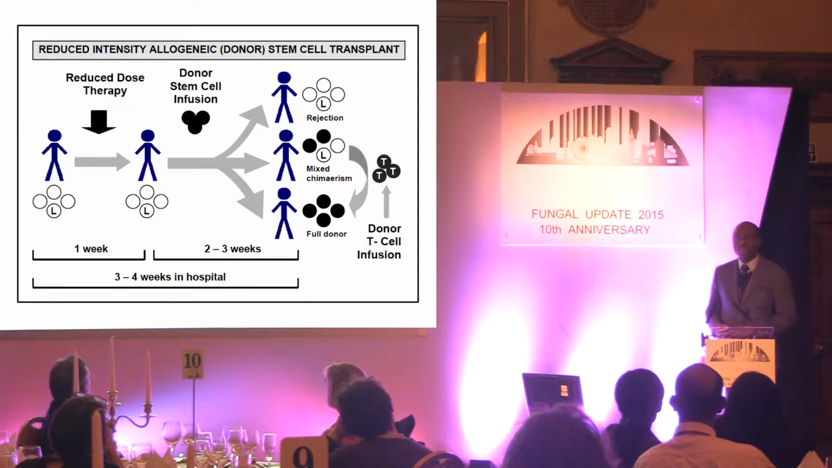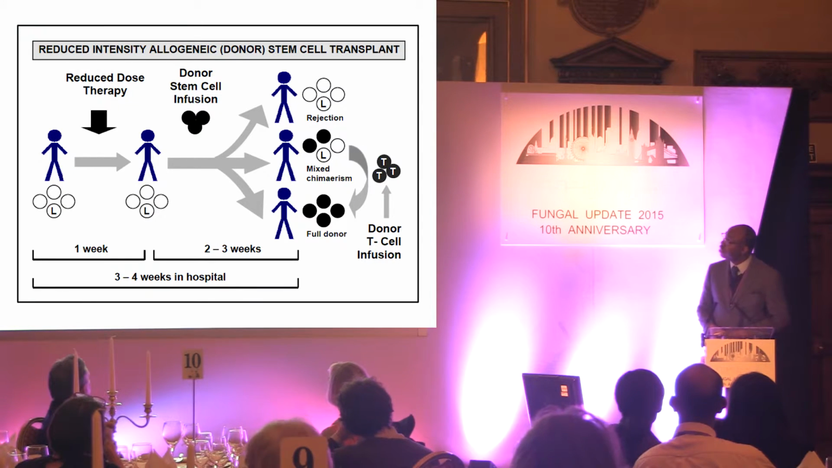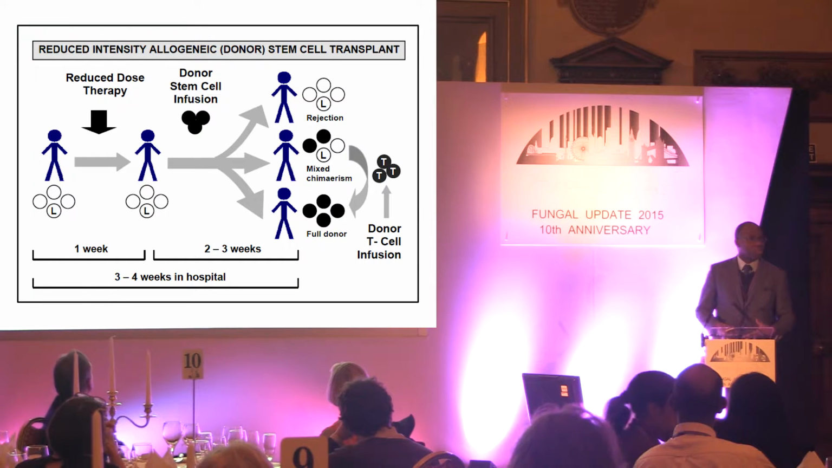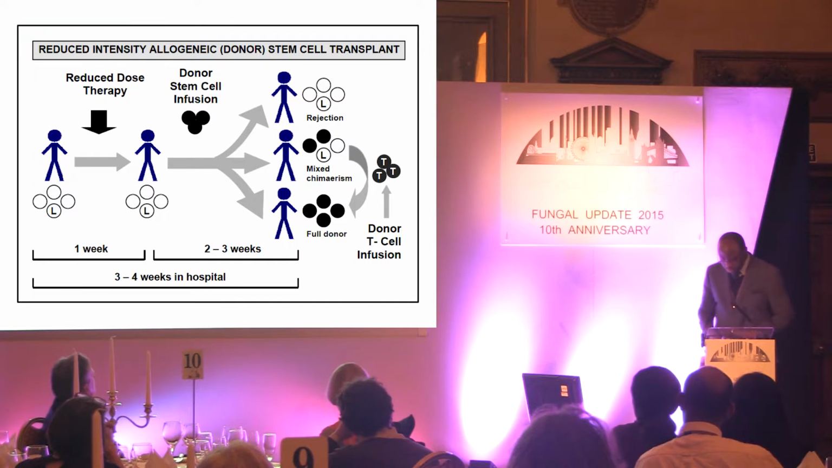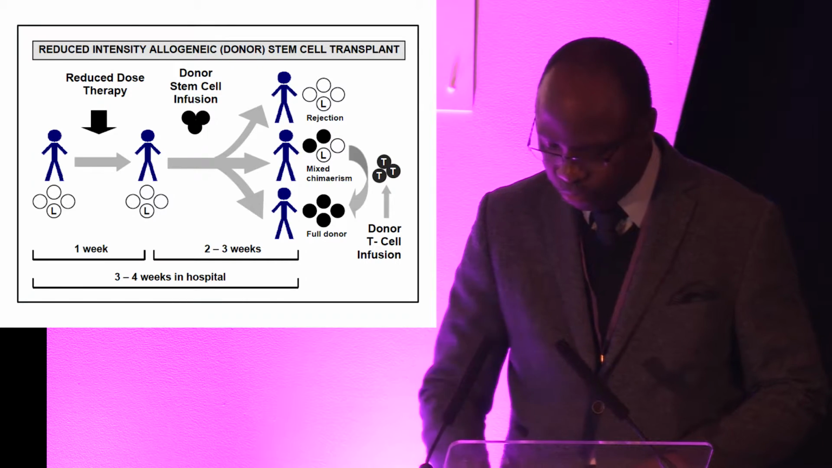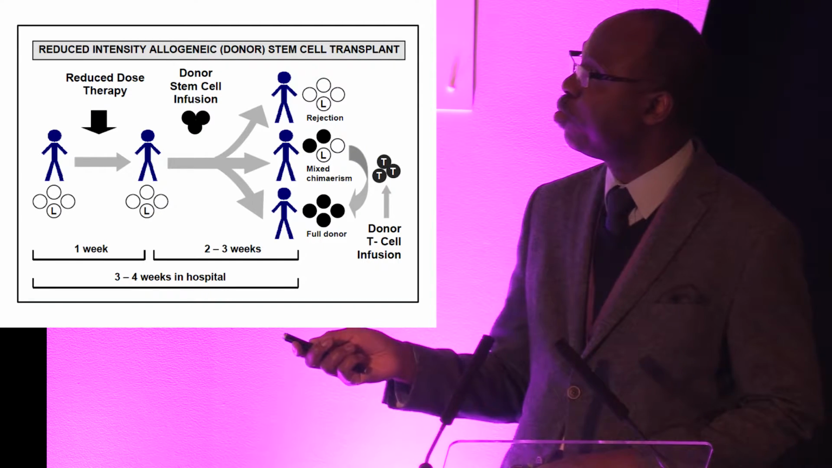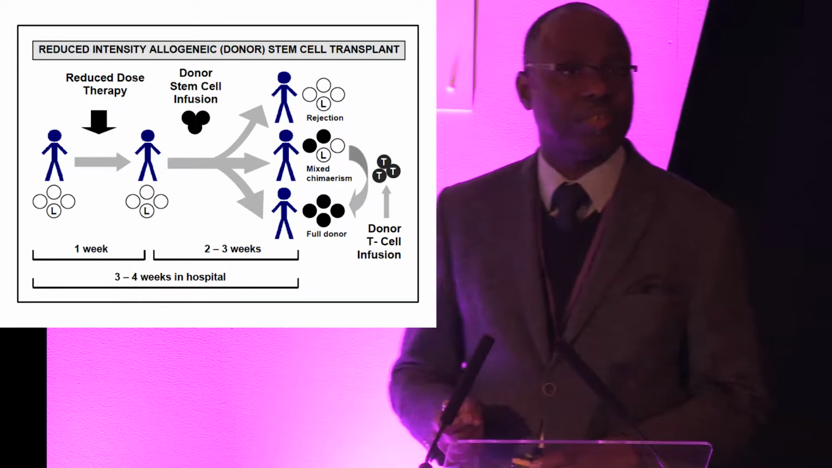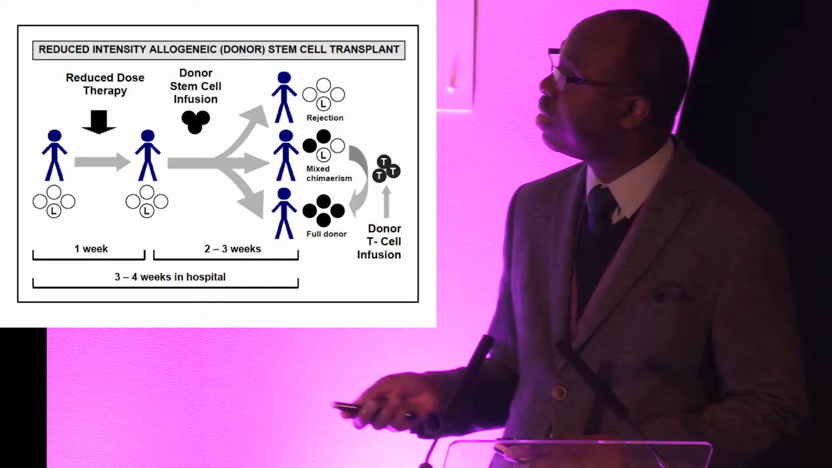So the majority would get what we call the reduced intensity approach, where the conditioning is largely aimed at immunosuppression so that the host immune system doesn't reject the stem cells. Some patients would then recover with full donor hemopoiesis, as shown here, but a significant proportion would exhibit so-called mixed chimerism, where both donor and recipient stem cells can be identified.